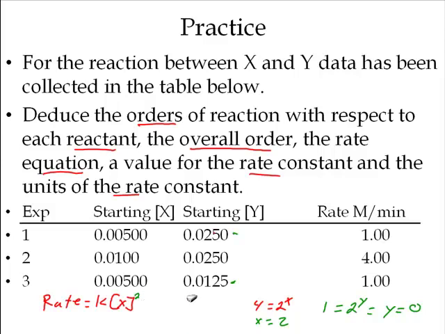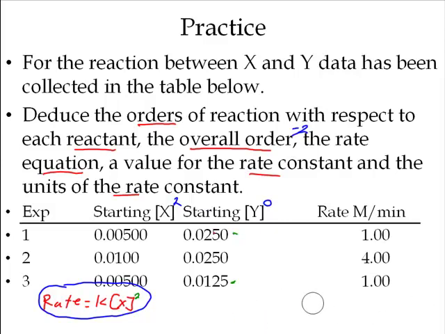All right. So if I look at my questions here, deduce the orders of the reaction with respect to each reactant. Well, for X, it's the second order. For Y, it's the 0 order, right? Second order, 0 order. The overall order of the reaction, let's add up the exponents. Okay, the overall order there, the answer is 2. Okay, the rate equation, got it. There's the rate equation. The value for the rate constant and the units of the rate constant. Okay, fine, we can do that.